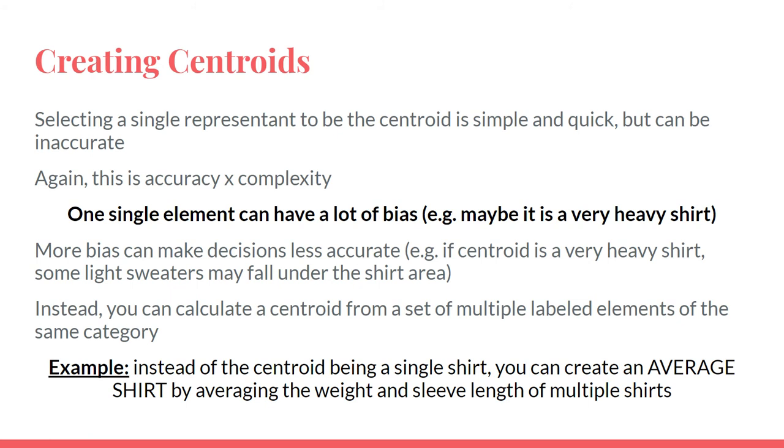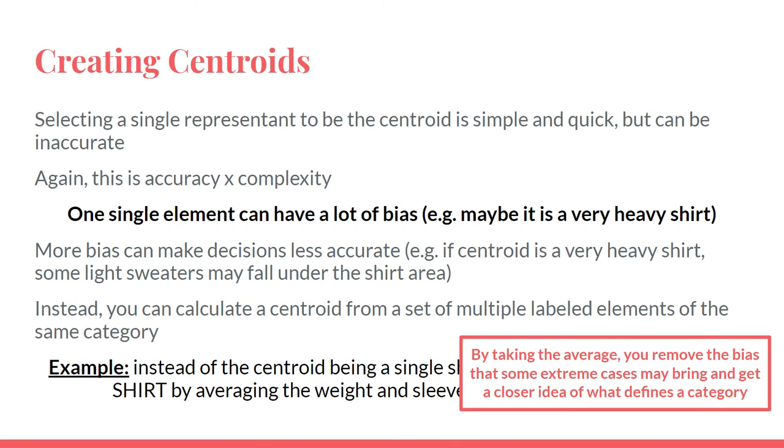To address this, we can instead utilize multiple different shirts to base our centroid. This can be done by taking the average of their features. By taking the average, we can lower the impact of the bias in our algorithm. For example, while it is possible that one of the shirts in our library is very heavy, it is very unlikely that all of them will be that heavy. Thus, the average of our library should be closer to the actual average of all possible shirts. From this, you can see that the more elements we have in our library, the more accurate our algorithm will be. Of course, this comes with the cost of extra complexity of having a bigger library and calculating the average from it.